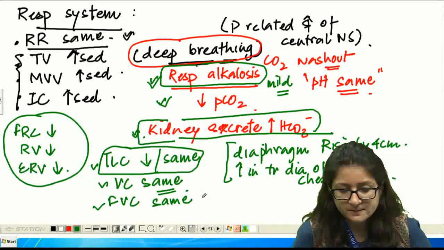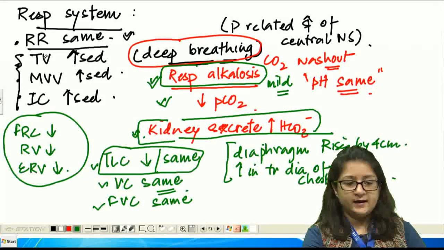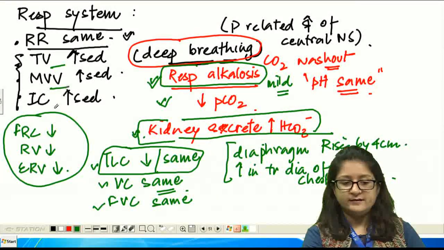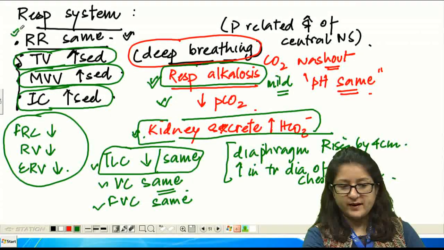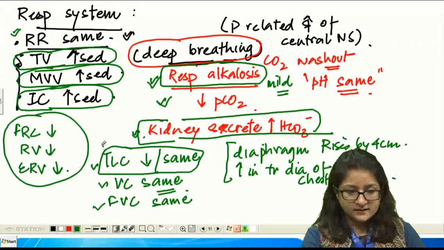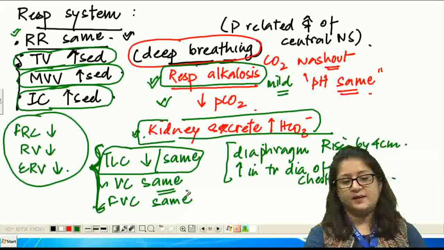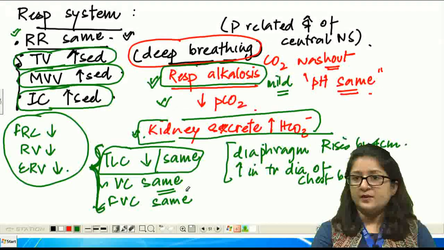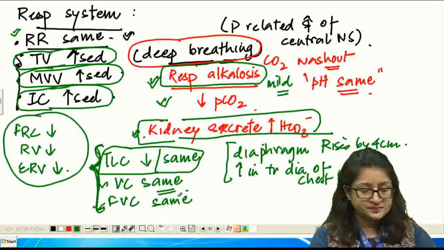So all the expiratory volumes are decreased. The tidal volume, minute ventilatory volume, and inspiratory capacity are increased. The respiratory rate remains the same, and the total lung capacity, the vital capacity, and the forced vital capacity remain the same. So these are the important things that you should remember.